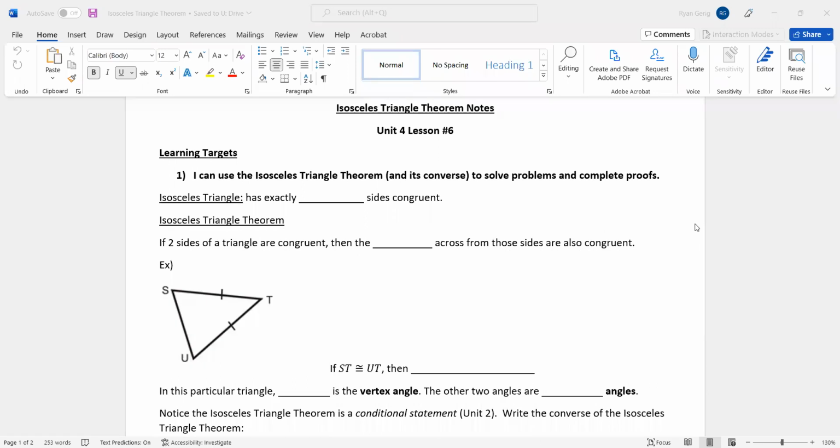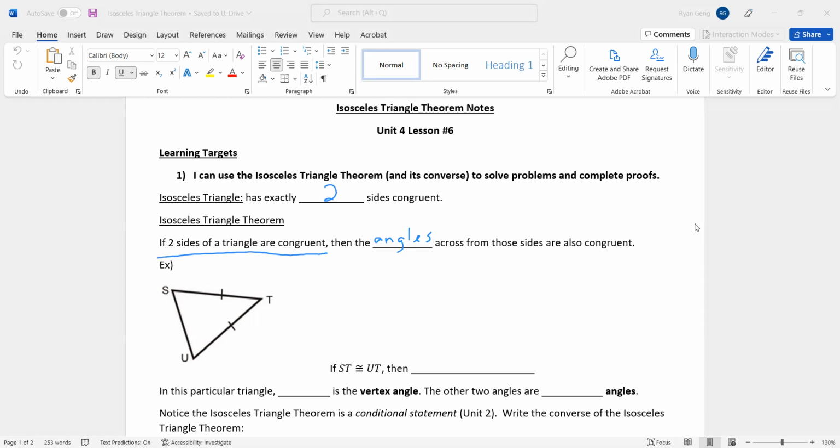So an isosceles triangle, you should know what this is by now. An isosceles triangle has exactly two sides congruent. Now there's a theorem associated with this. The theorem says if two sides of a triangle are congruent, then the conclusion is that the angles across from those sides are also congruent. Basically, if you have an isosceles triangle, then the angles across from the congruent sides are also congruent.